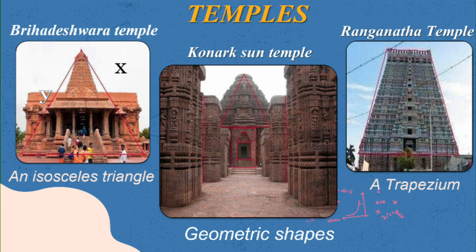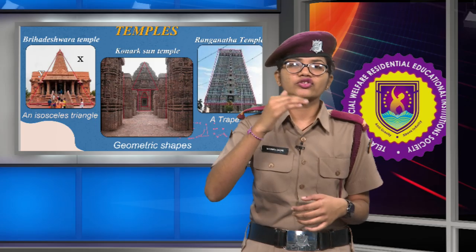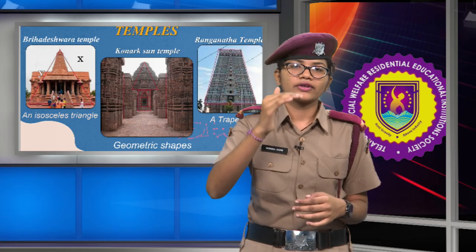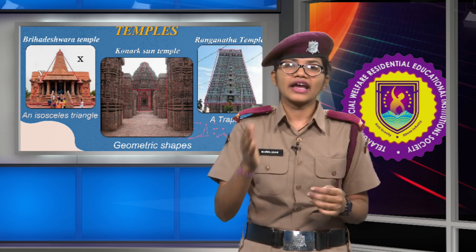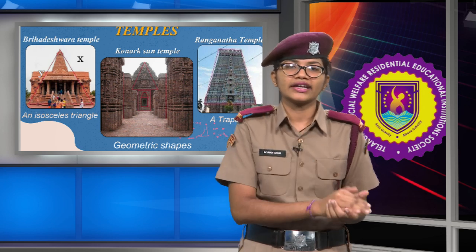Here we are seeing Brihadeeshwara temple, which forms an isosceles triangle. How is the isosceles triangle formed? When we join the two extreme points of the temple with the Vimana, which is also known as the Gopuram of the temple, we see an isosceles triangle formed in it.